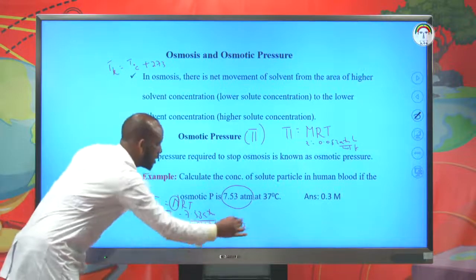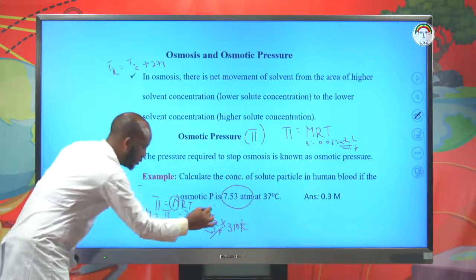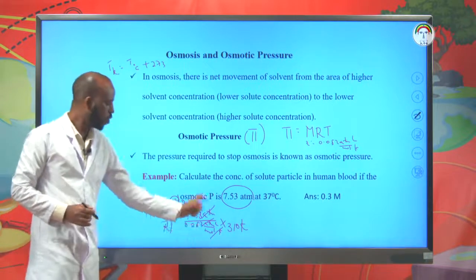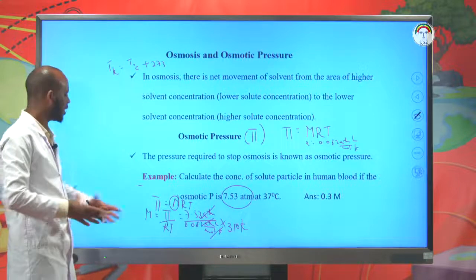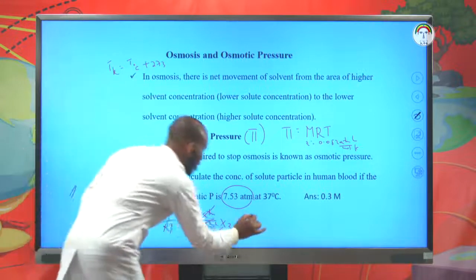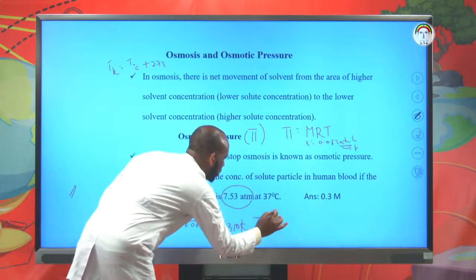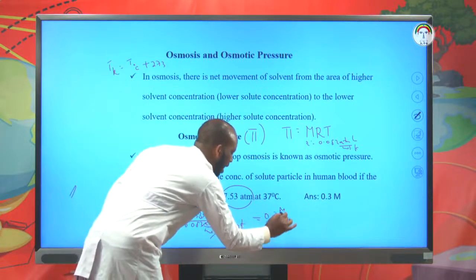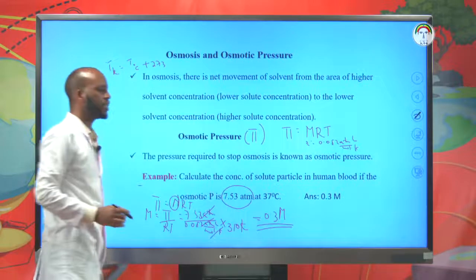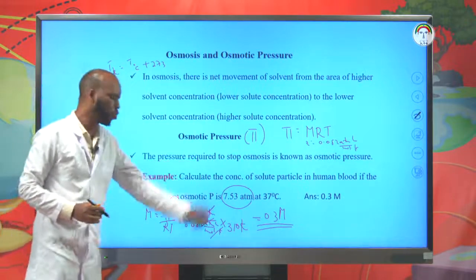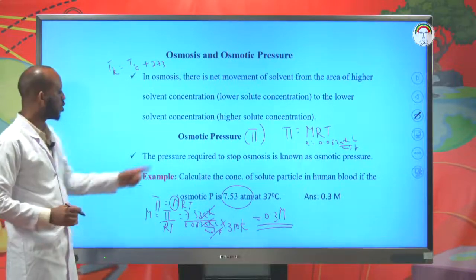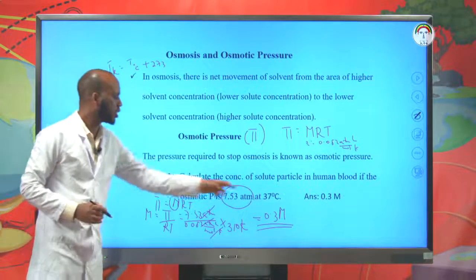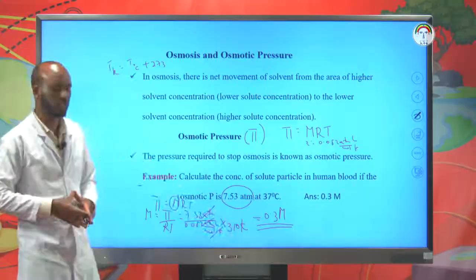Kelvin will be cancelled by Kelvin. Atmosphere will be cancelled by atmosphere. We are left with mole per liter, which is the units of concentration, equal 0.3 mole per liter, known as molar. This is concentration of this solution having an osmotic pressure of 7.53 at a temperature of 37 degrees centigrade.